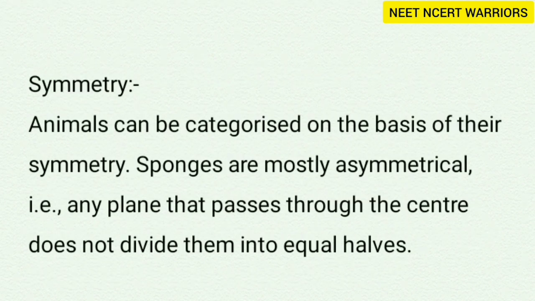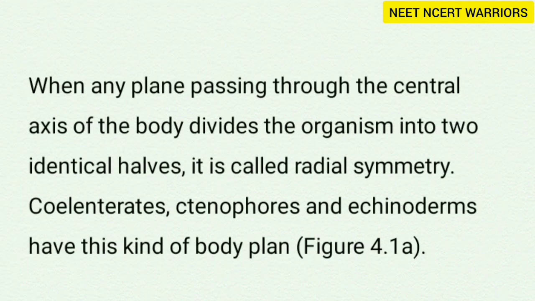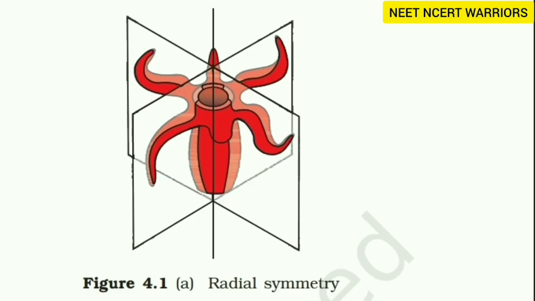Topic: symmetry. Animals can be categorized on the basis of their symmetry. Sponges are mostly asymmetrical, that is, any plane that passes through the center does not divide them into equal halves. When any plane passing through the central axis of the body divides the organism into two identical halves, it is called radial symmetry. Coelenterates, ctenophores and echinoderms have this kind of body plan. You can see in figure 4.1a.